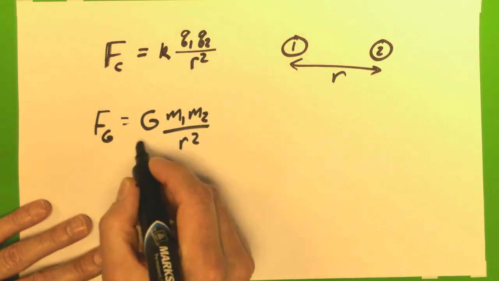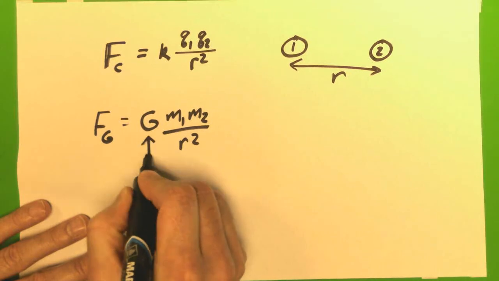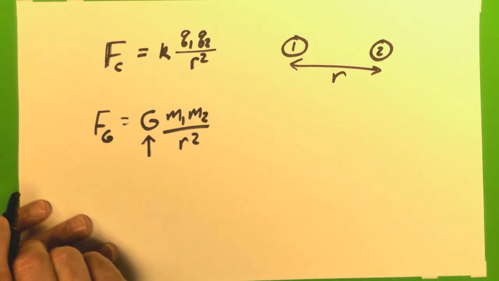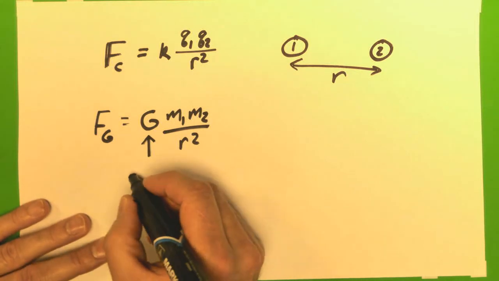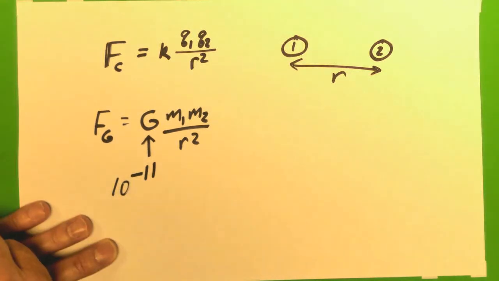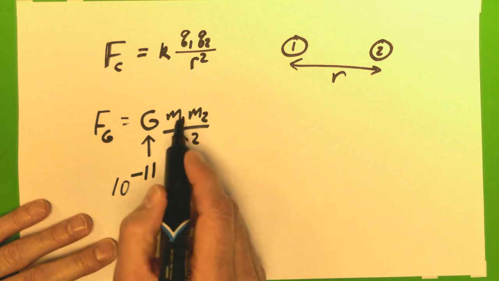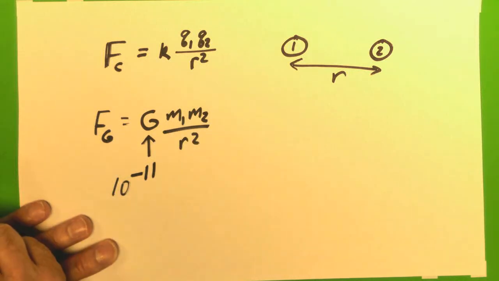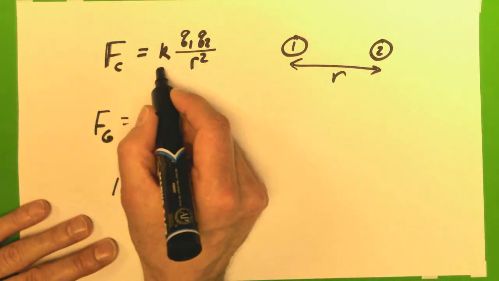Now what's important is how big is G? The order of G is 10 to the negative 11. That is crazy small. So 10 to the negative 11. Super small. That's why we need masses the size of planets to be able to see some significant force. Okay, how big is k?